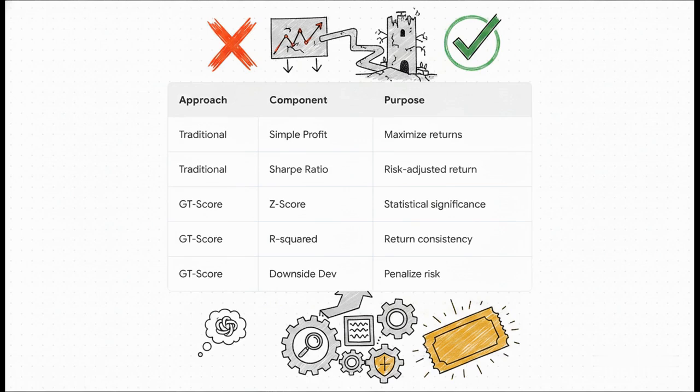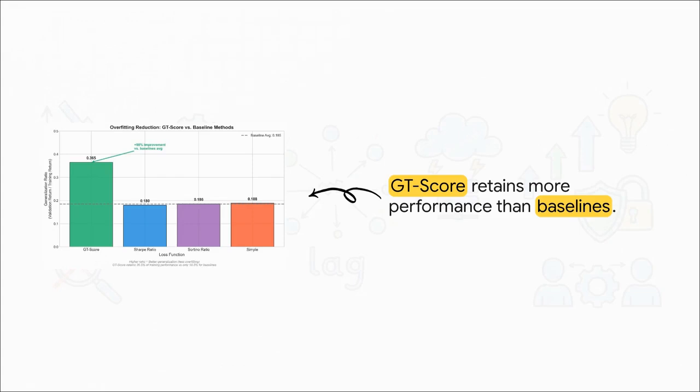It's a composite objective function that forces the optimizer to pass a multi-layered test. It throws in a z-score to demand true statistical significance, an r-squared value to demand consistency, so the algorithm can't just rely on one incredibly lucky trade, and downside deviation to strictly penalize risk. It literally stops overfitting directly at the source. But the real question is, does it actually work in practice?